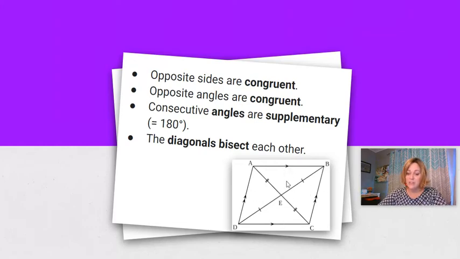The diagonals bisect each other, but don't necessarily have to be the same. So from here, DE to BE, those will be the same, but they don't have to be the same as the other diagonals. The diagonals just get cut in half. And then consecutive angles, that's one right after each other. So like this big angle A and this big angle B, the whole thing, those would add up to 180 together.